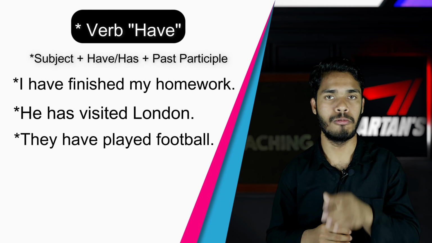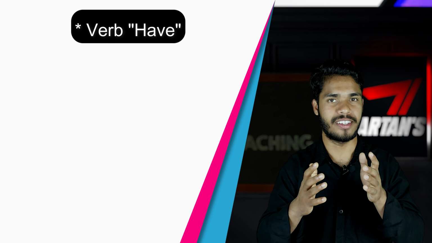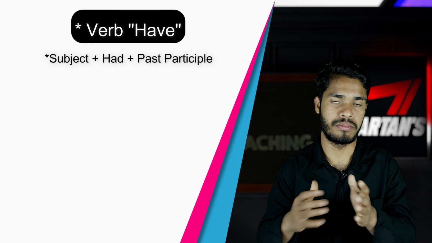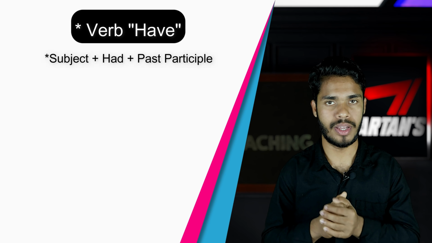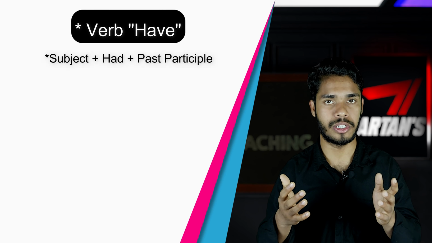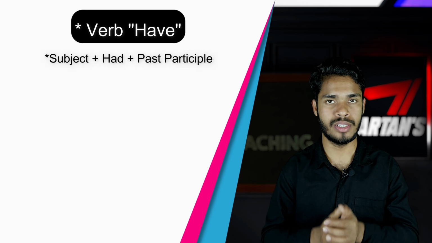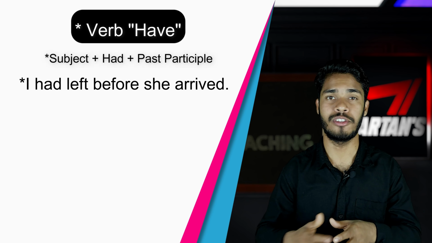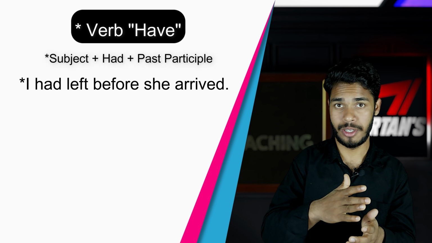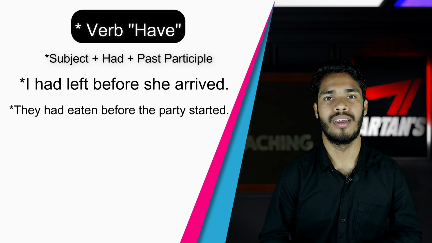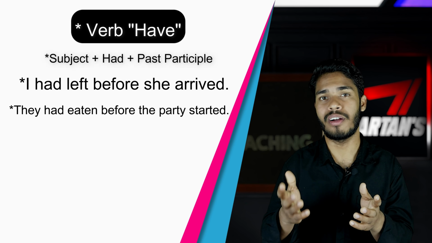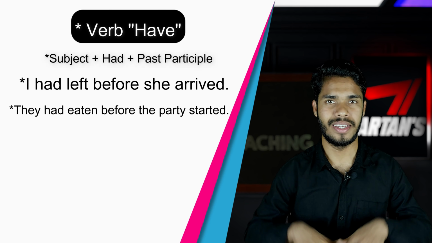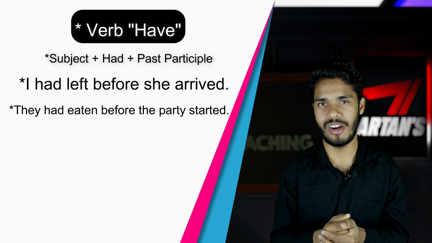And now past perfect tenses. Talking about an action before another past event, the structure will be subject plus had plus past participle. For example, I had left before she arrived. They had eaten before the party started. Simple, right? I hope everyone got it.